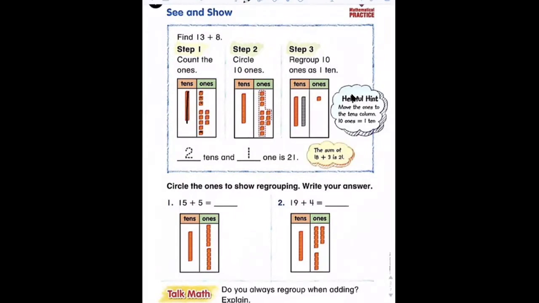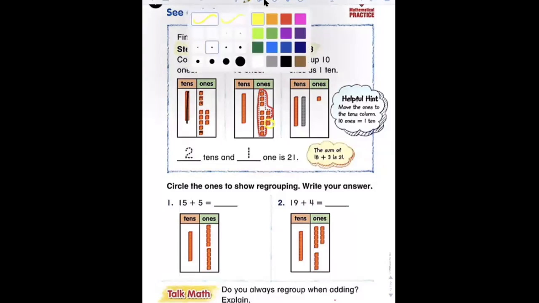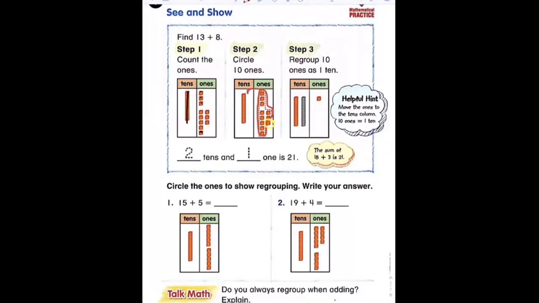Then they grouped the group of 10, and they have one left there. Okay, and then they carried this group over to the tens place, which is now this gray one right here. And how many ones were left? One was left. Okay, so that would make two groups of 10 and one, which is 21.